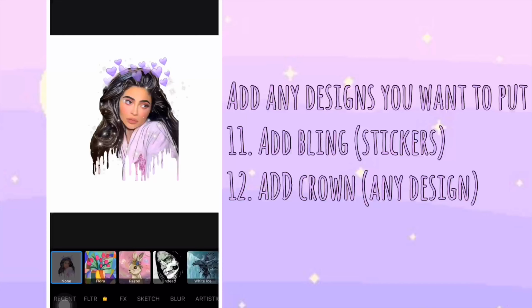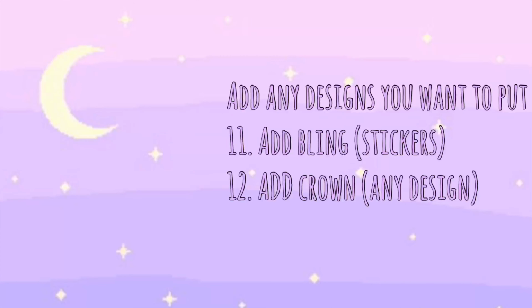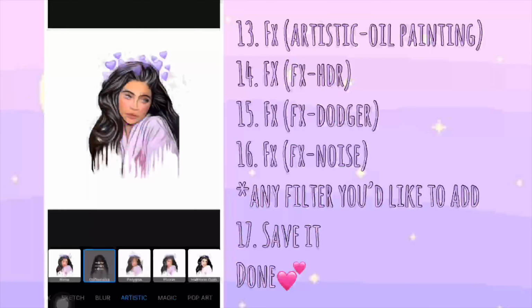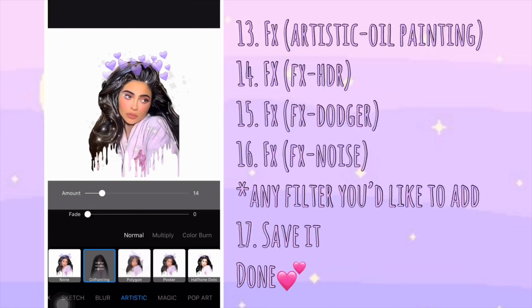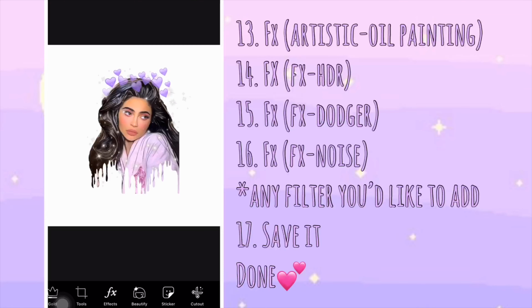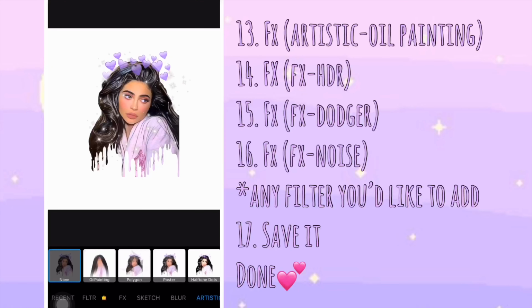And to finalize this project, go ahead and add some effects. To add on effects, go ahead and select FX effects. Click on artistic, then select oil painting and adjust the amount to 15. Click apply when you're done. And we also need to add another effect. Click FX, then select HDR and adjust the unsharp to 20, then apply.